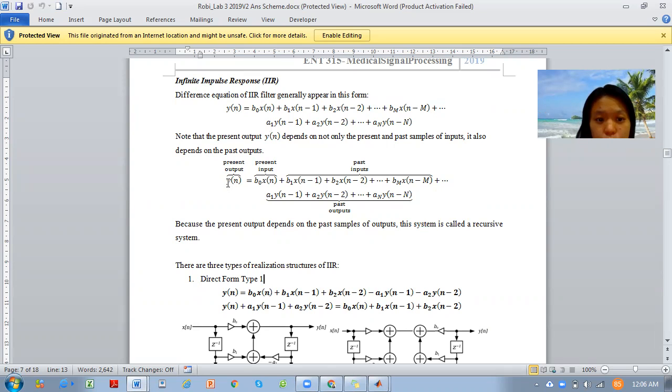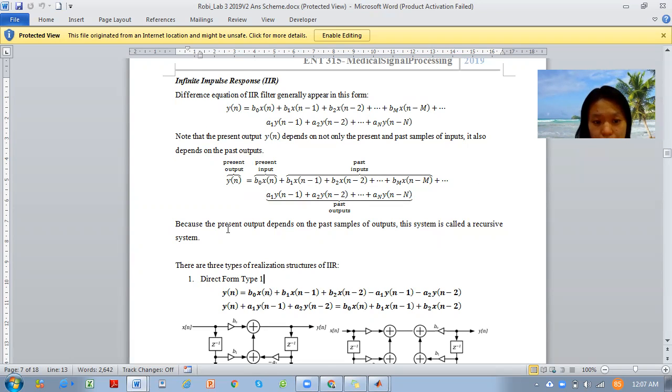From this form, we know that y[n] is our present output, x[n] with b0 is our present input, and our past inputs are x[n-1], x[n-2], x[n-3], x[n-4] until x[n-M]. We have the past outputs also. Here is y, our output, so y[n-1], y[n-2], y[n-3], y[n-4] until y[n-N] are our past outputs.